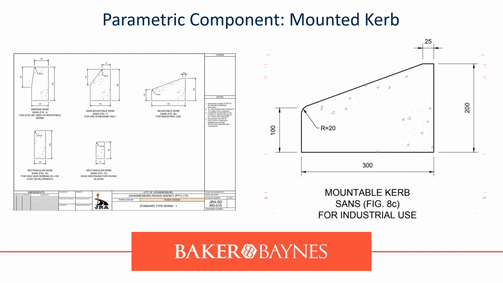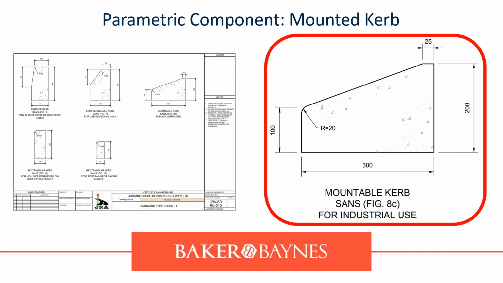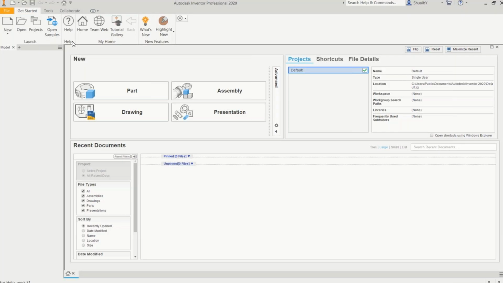I found a mountable curb, and this is what we are going to model. It's a small object. Again, the methodology is the same, but you're going to pick it up quite easily. So we're going to model that SANS mountable curb for industrial use. We're going to put in the dimensions, and then we're going to import it into our Infraworks model. So let's get into it.